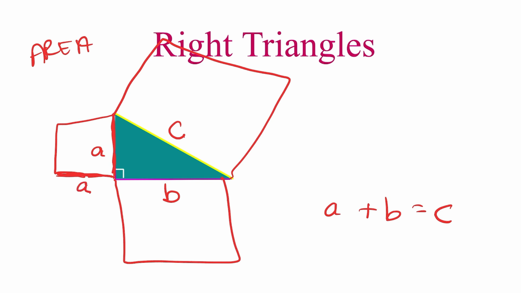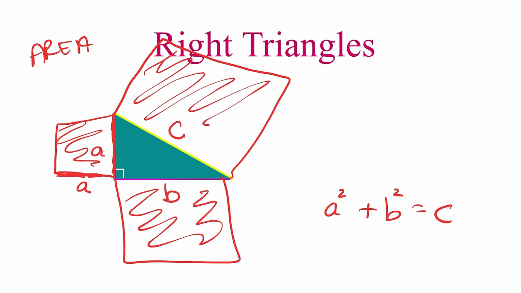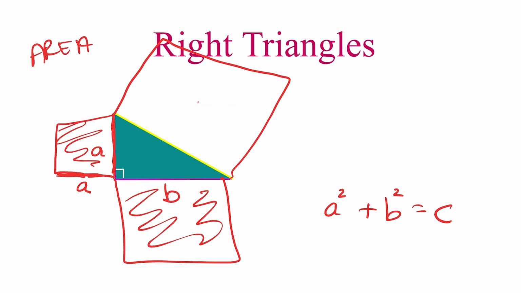And to get area, you do length times width. So A times A gives us the area of this square. A times A, another way we can write that is A squared. Same thing here. If we want the area of B, we have to do B squared. And if we want the area of C, it is C squared.